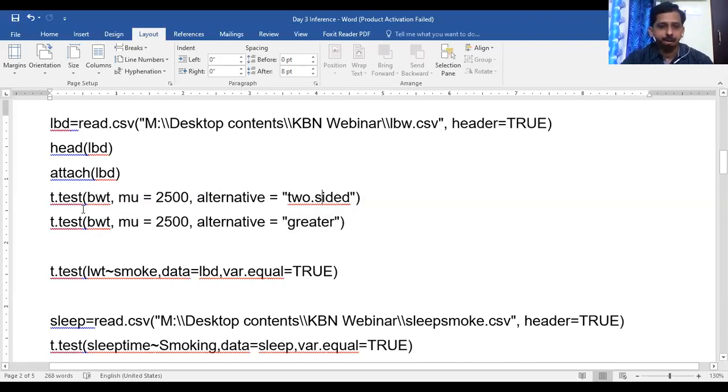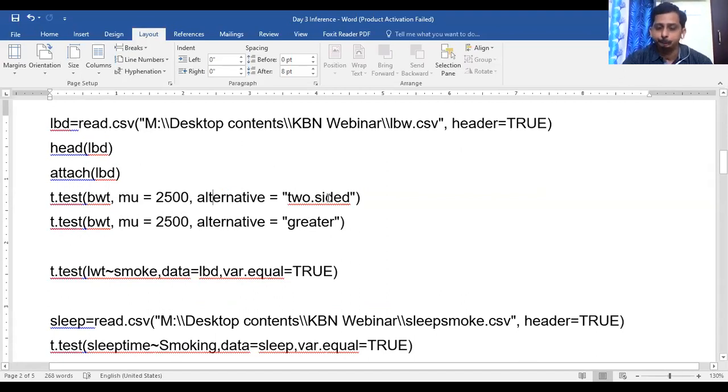T dot test is a very simple function to be used. It doesn't require any package. Once you install R, all these functions are inbuilt. T dot test takes the variable under comparison, the population parameter that is to be used for computation, and the alternative hypothesis. If it is two-sided, you should write two dot sided. If it is greater, you have to write greater within double quotation. If it is less than, you have to write less. So these three arguments you have to remember.